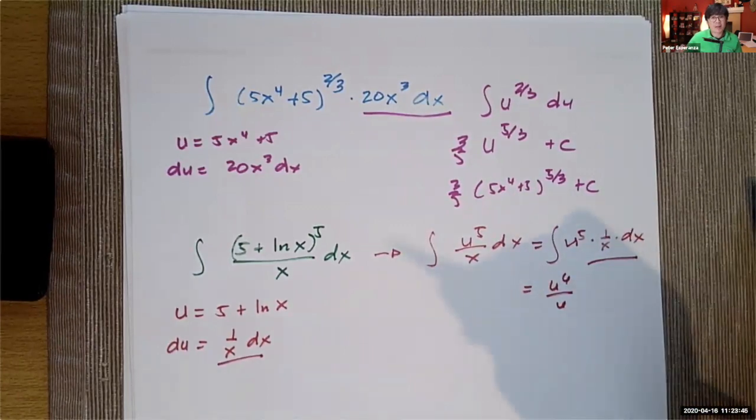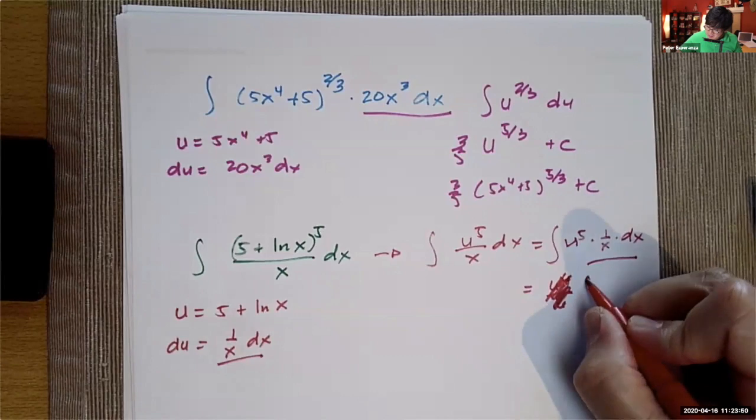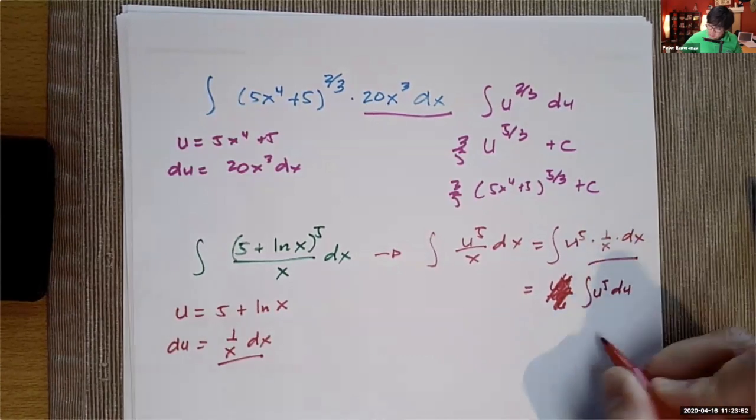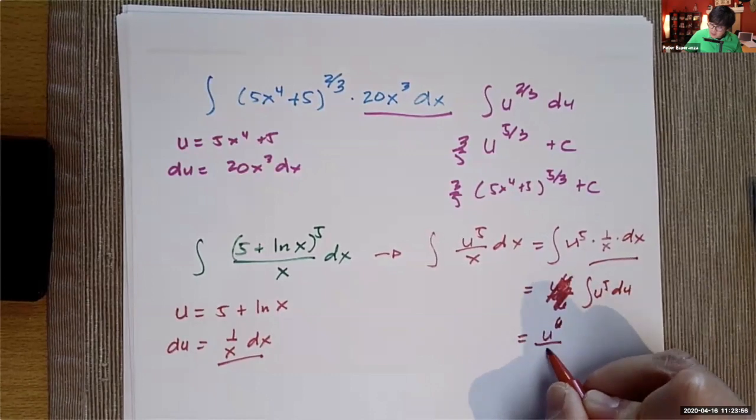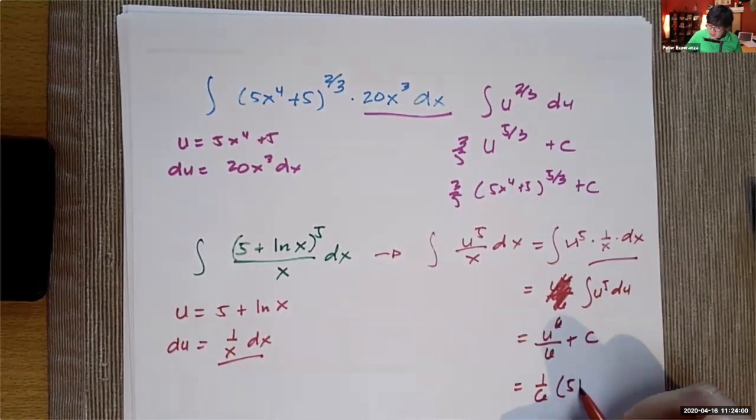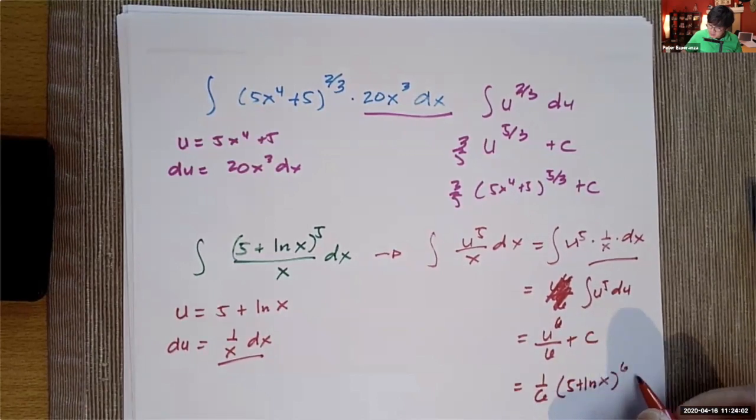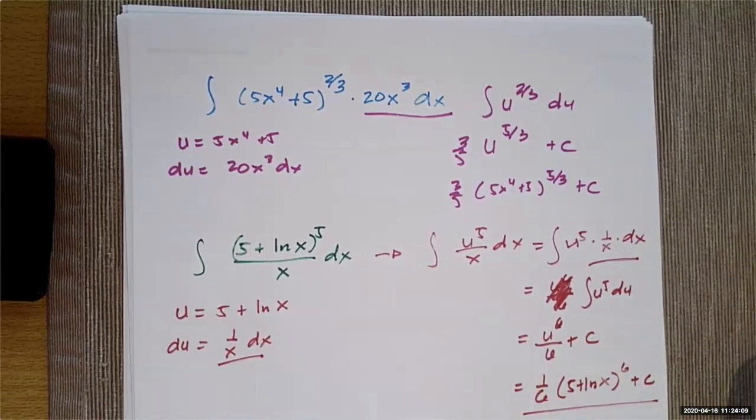Okay, I'm doing a shortcut this time. Let's not skip a step. Integral of u to the 5th du. So we have u to the 6 over 6 plus c. So 1/6, where u is 5 plus ln x, to the 6, plus c. Is that your answer? Yes.